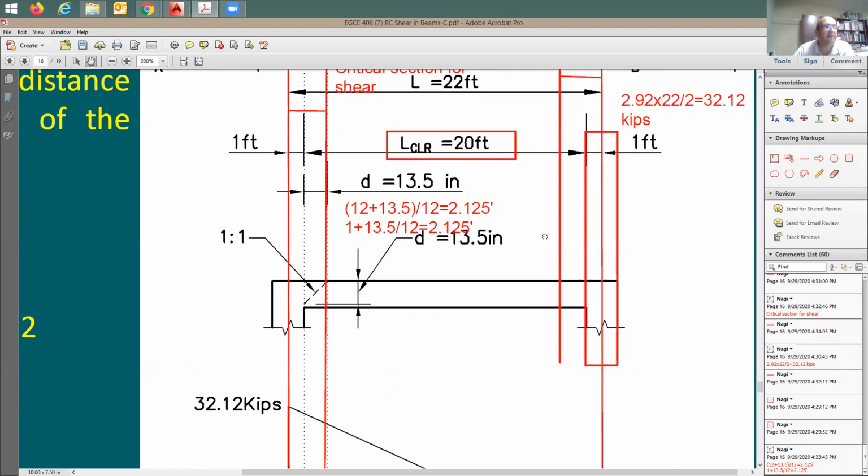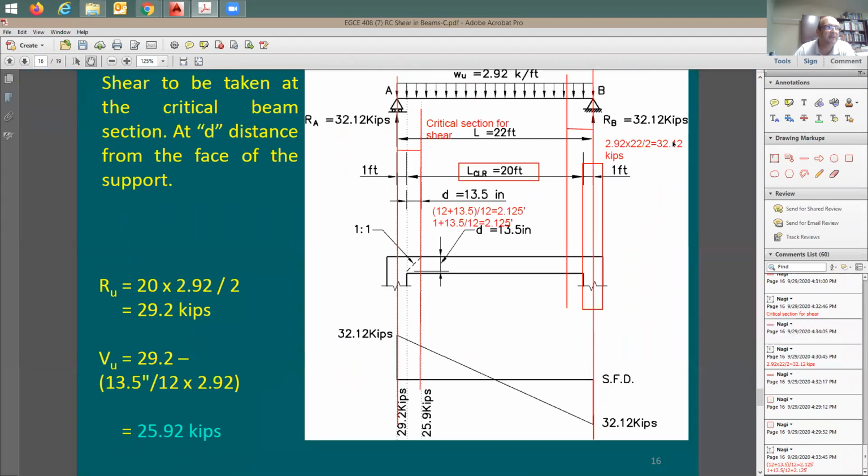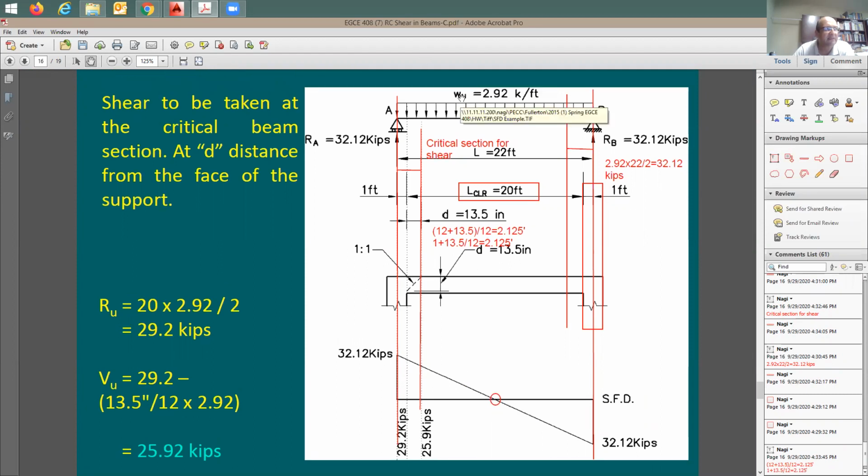Now let's draw the shear diagram. When you draw the shear diagram, on one side you're going to have the reaction. You go up 31.12 kips, and then down to this side, and you connect them with a straight line. This point is going to happen right in the middle of the span. It's the point of zero shear, point of maximum moment. We know about this. The slope of this line is equal to this W, to the weight. So I'm going to say the slope of this line equals W ultimate, which equals 2.92 kip per foot.